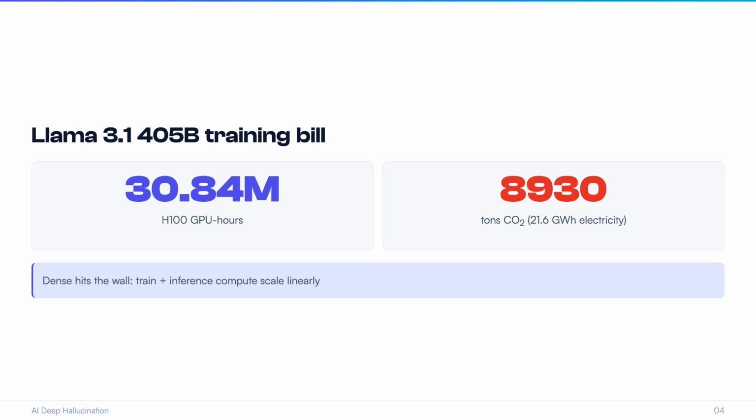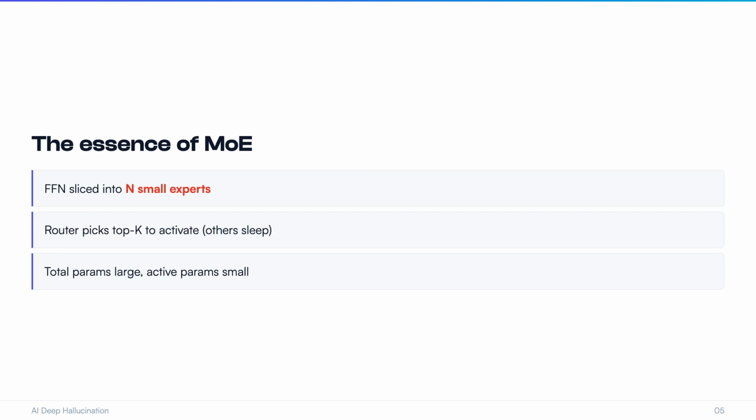Llama 3.1 405B burned over 30 million H100 GPU hours. 1 GPU hour means 1 H100 running for 1 hour. That's 21.6 gigawatt hours of electricity, nearly 9,000 tons of CO2. Nearly 9,000 tons of CO2? Only big labs can afford that. That's why MoE showed up.